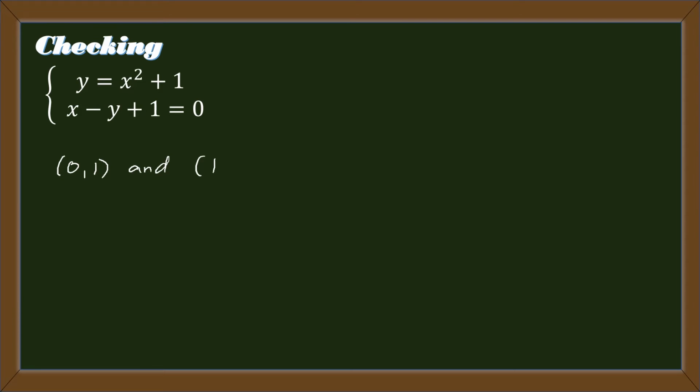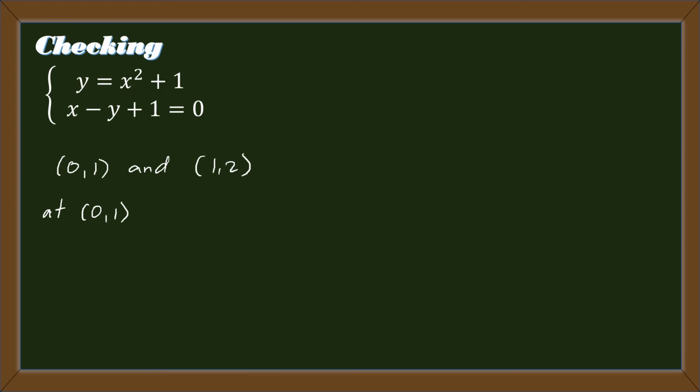To check whether our solutions are correct, we're going to substitute each ordered pair into the system of nonlinear equations. Recall that our solutions are (0, 1) and (1, 2). Since we solved for the value of y using the equation of the parabola, we're going to check the solution by substituting these ordered pairs into the equation of the line. Let's start with the ordered pair (0, 1).